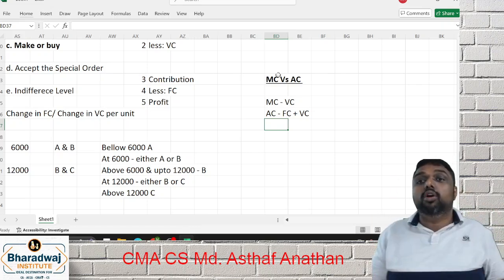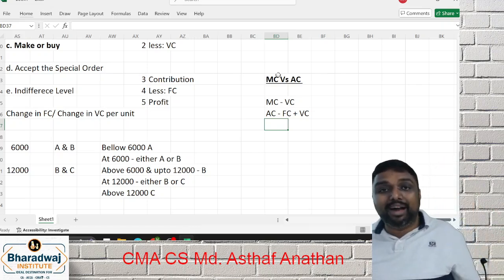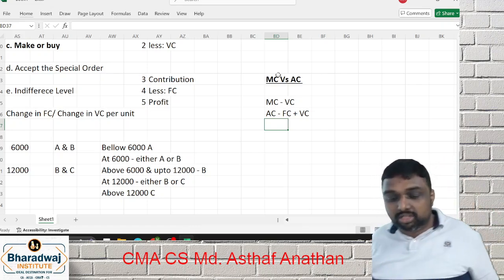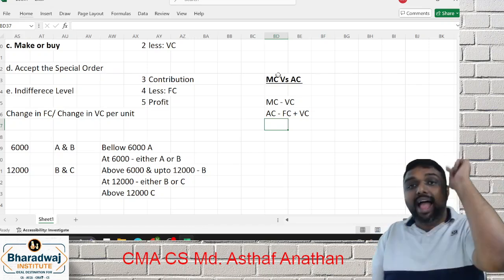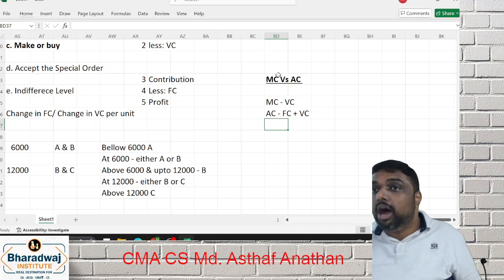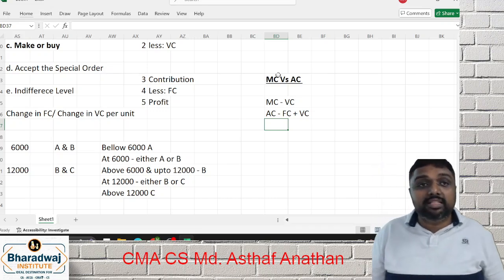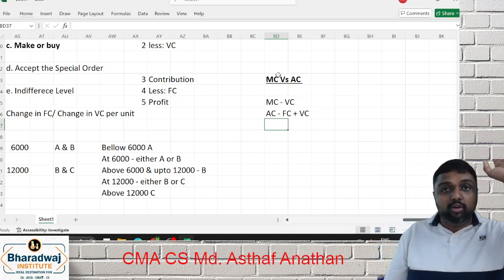Changes in the stock value. In the stock value of marginal costing, you consider only variable cost, whereas under absorption costing, you consider both variable cost and fixed cost. Hope you are clear. How about the profitability statement? See, for the profitability statement you have the format.